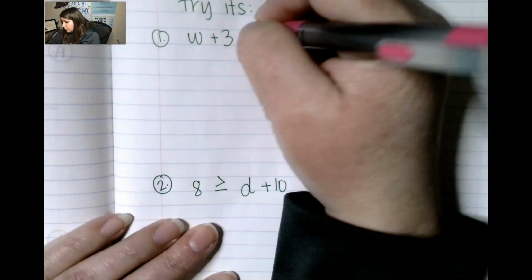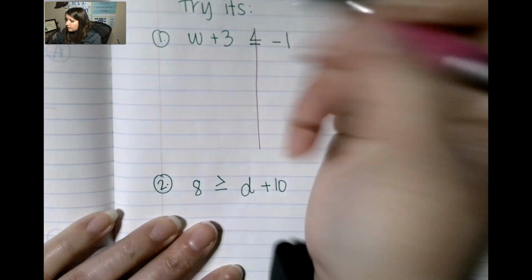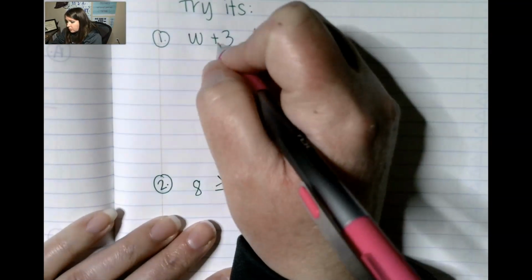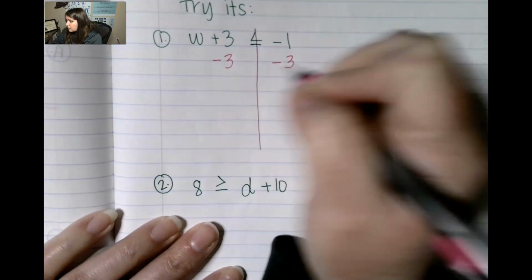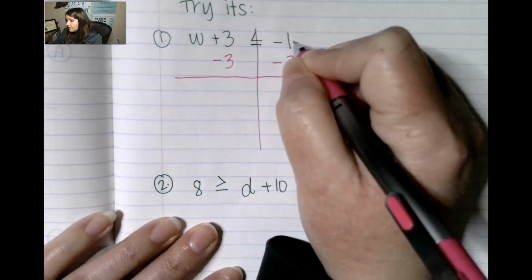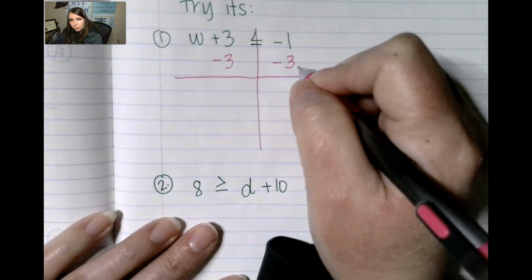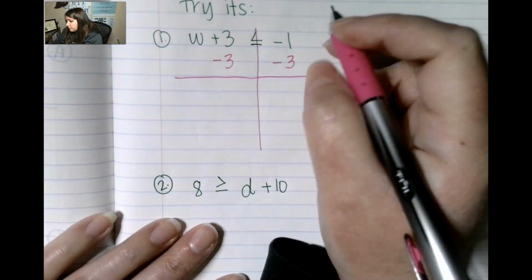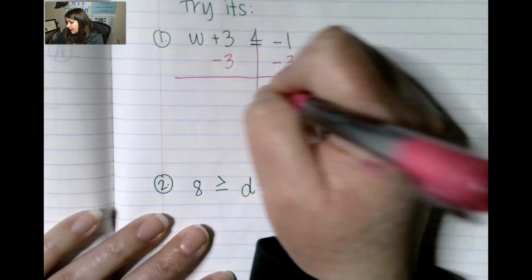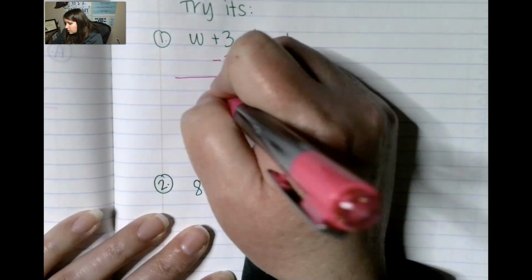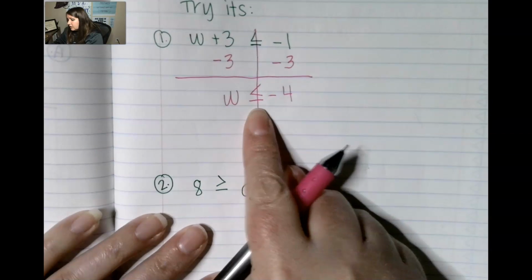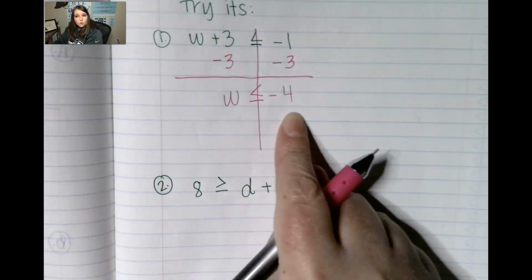All right. Number 1, opposite operations. So we have plus 3. I'm going to subtract 3. Subtract 3. I have negative 1. I remove 3 more. And so that gives me negative 4. So W is less than or equal to negative 4.